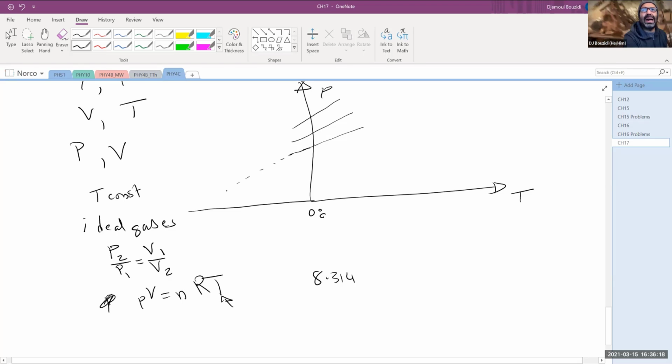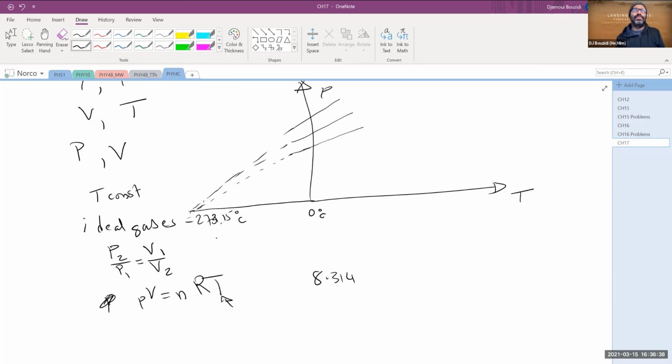If you take these points and extrapolate them, regardless of what type of gas, they all seem to meet at negative 273.15 degrees Celsius. It seems that at that point, the pressure drops to 0. Obviously, at that time, we didn't have good enough technology to reach that temperature, but that's basically by extrapolation. So they extrapolated the data, the observations.